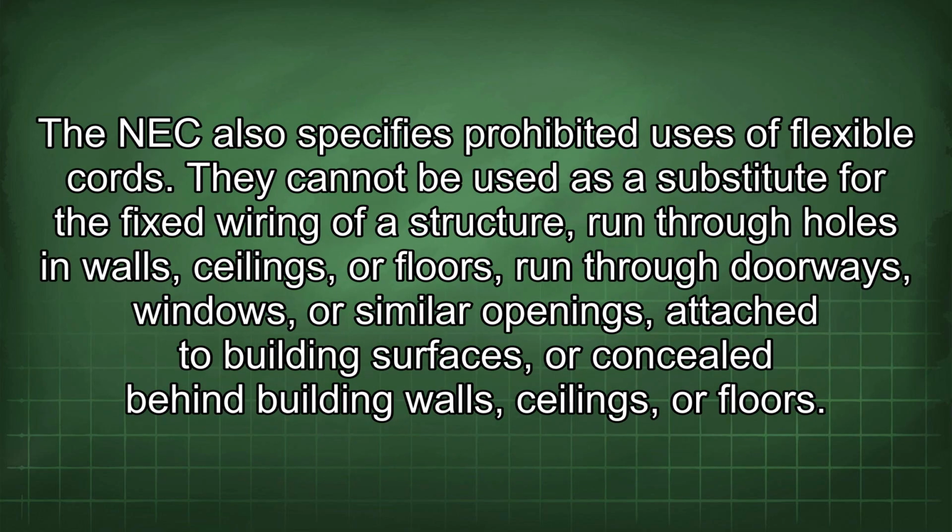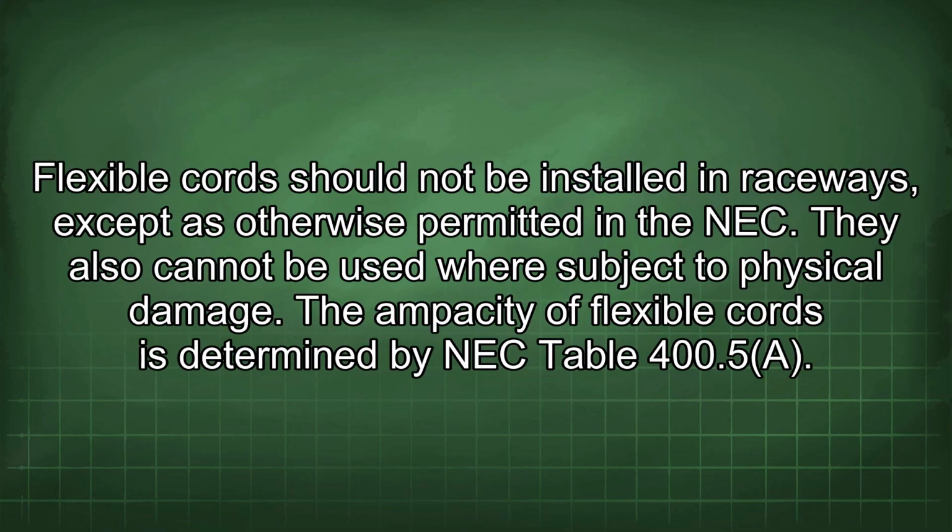The NEC also specifies prohibited uses of flexible cords. They cannot be used as a substitute for the fixed wiring of a structure, run through holes in walls, ceilings, or floors, run through doorways, windows, or similar openings, attached to building surfaces, or concealed behind building walls, ceilings, or floors. Flexible cords should not be installed in raceways except as otherwise permitted in the NEC. They also cannot be used where subject to physical damage.